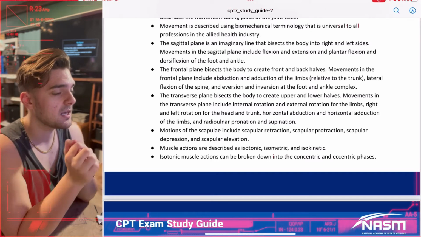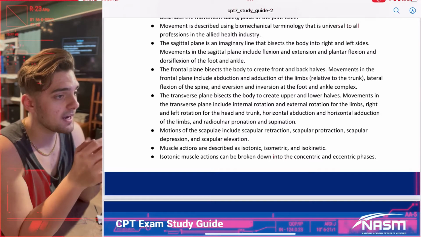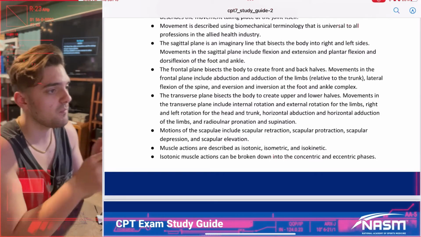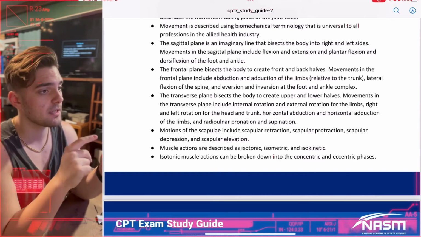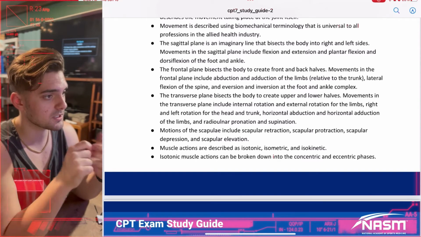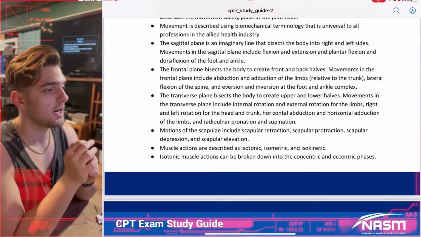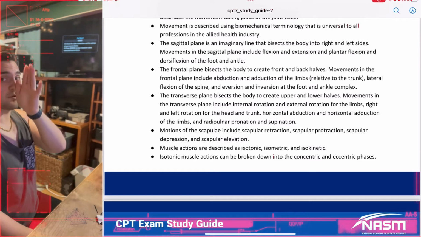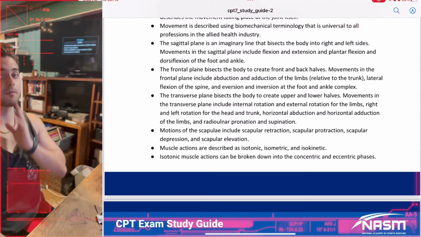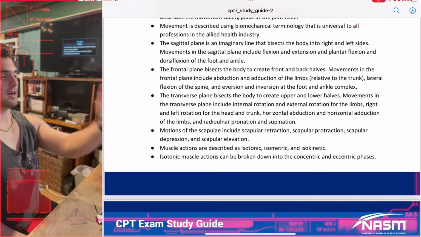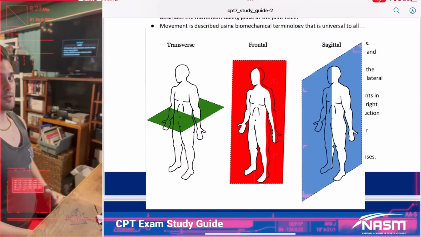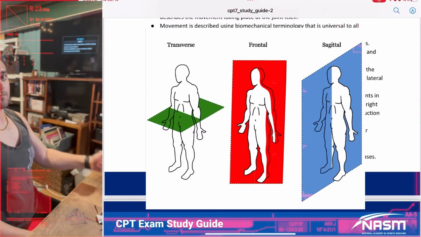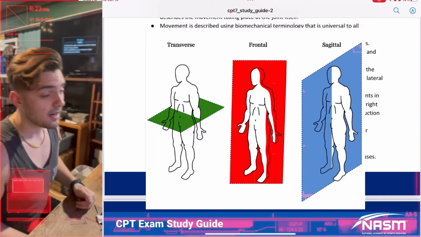The sagittal plane is an imaginary line that bisects the body into left and right halves. Movements in the sagittal plane include flexion, extension, plantar flexion, and dorsiflexion at the foot and ankle. Sagittal movements bisect your body from the middle into left and right sides. So imagine there's a line right here. It'd be anything moving like this. A bicep curl is a movement in the sagittal plane.